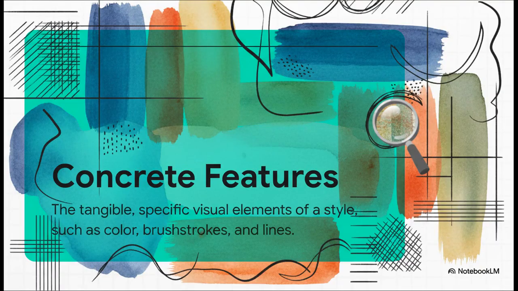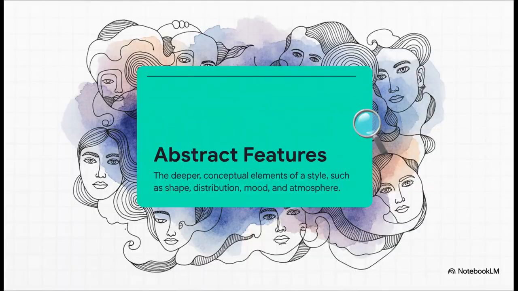Okay, so the first part is what the paper calls concrete features. And honestly, this is what most AIs already try to do. They see the specific colors, the texture of the brushstrokes, the definite lines. It's all the tangible, measurable stuff you can literally point to in a painting. But here's the secret sauce. The second part is what they call abstract features. Now this is the stuff that's way harder to pin down. We're talking about the overall shape language, the composition, the mood, the entire atmosphere of the piece. This is the artist's unique signature, and it's the part that most AI just completely overlooks.